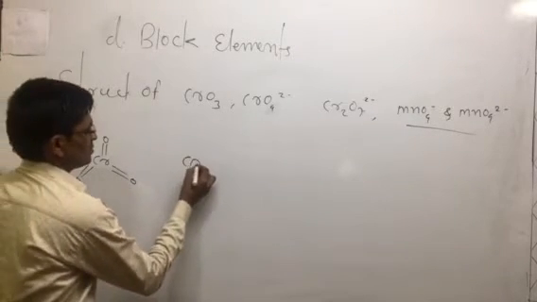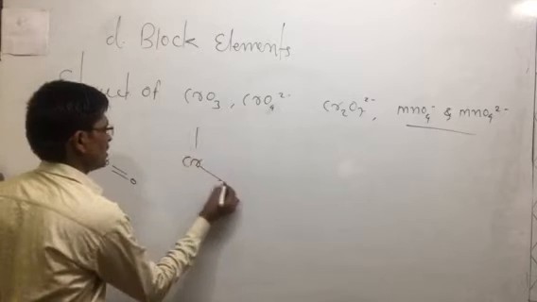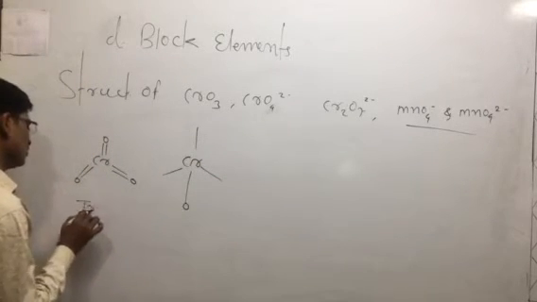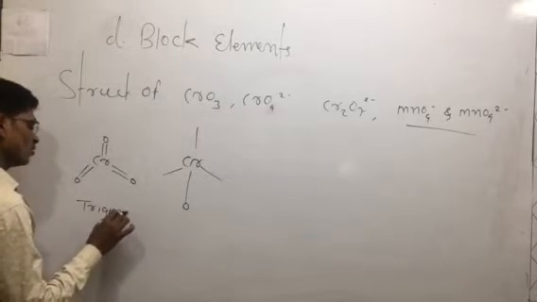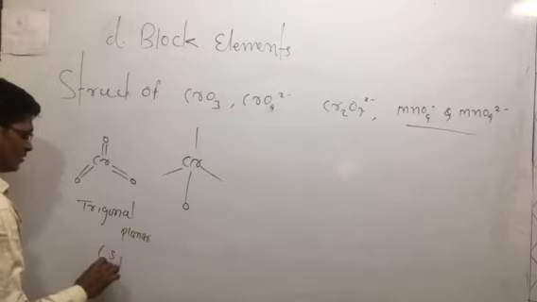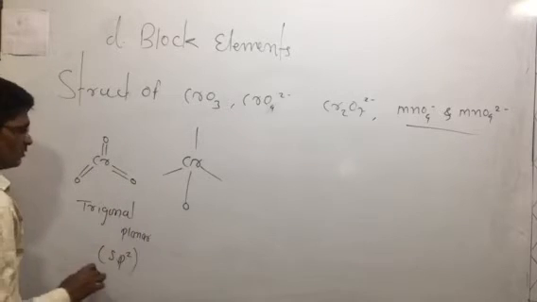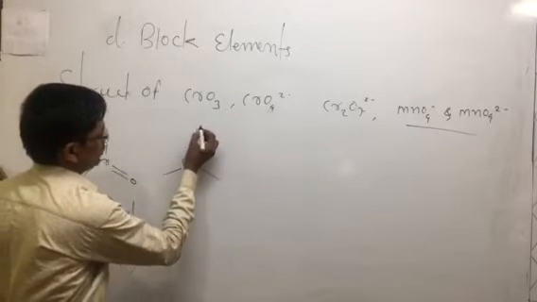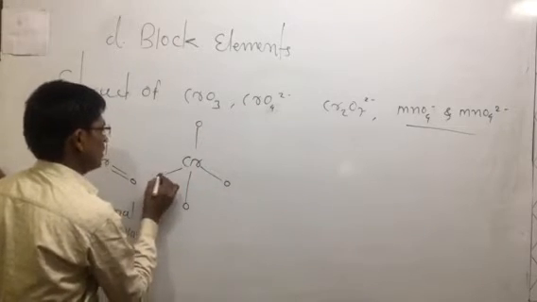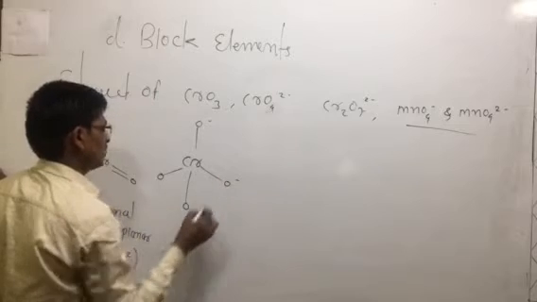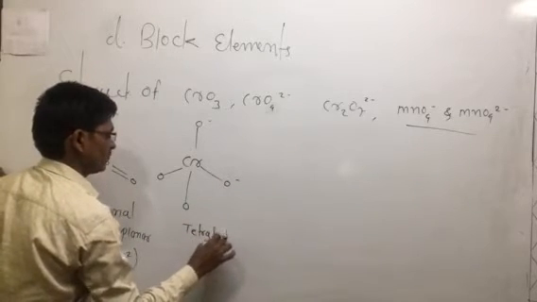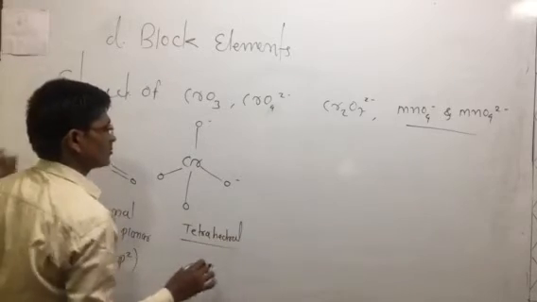Here that is CrO4, and this is the structure. CrO3 is trigonal planar. It is a trigonal planar geometry having sp2 hybridization. So this is nothing but CrO3. As you can say, CrO4 2 negative is nothing but tetrahedral geometry. This is the tetrahedral geometry.